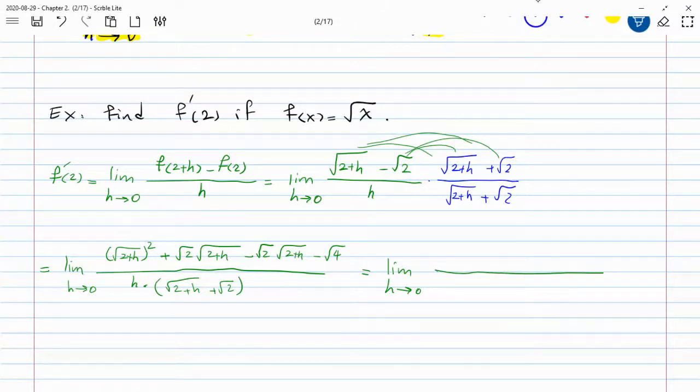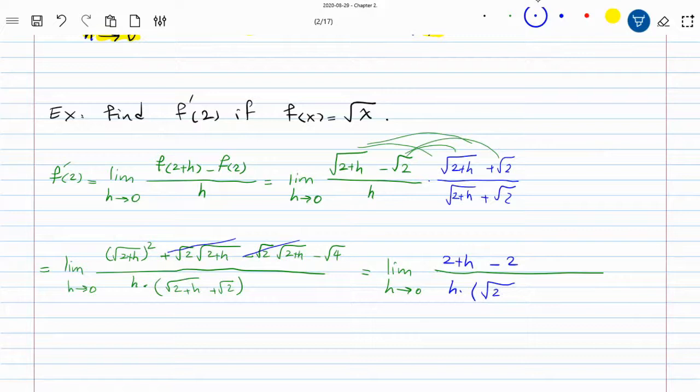Cancel out the terms that are similar in the numerator, opposite of each other, these two. Exactly the same terms, but opposite. What is square root of 2 plus h squared? The square root and the square cancel out, you get 2 plus h. And square root of 4 minus 2. And I'll divide by h times square root of 2 plus h plus square root of 2. You see these two now cancel out, and h divided by h will cancel out. So simply you will get the limit of 1 divided by square root of 2 plus h plus square root of 2.